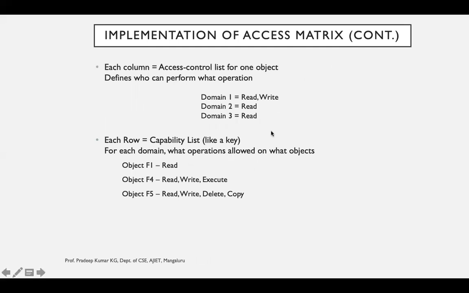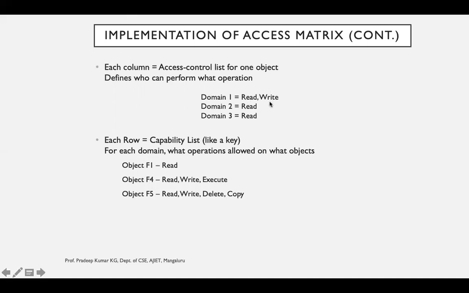You can see an example over here. It defines who can perform what operation. Domain 1 can perform read and write. Domain 2 can perform read. Domain 3 can perform read. However, as per our access list, it should be an ordered list only. Please observe domain 1, domain 2, domain 3, and so on. Domain 1 is read-write, domain 2 is read, domain 3 is read again. The ordered access list should have domain and rights set.